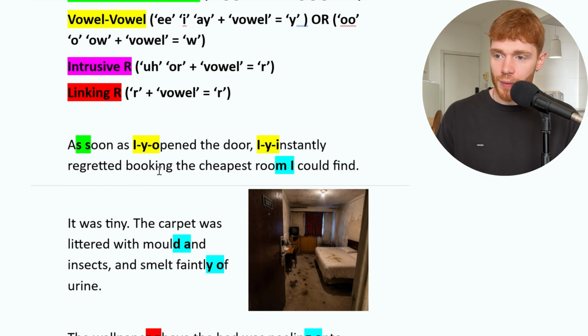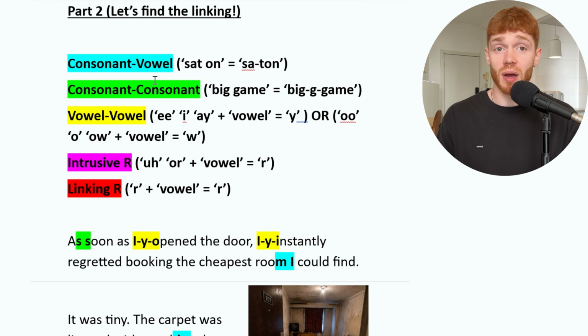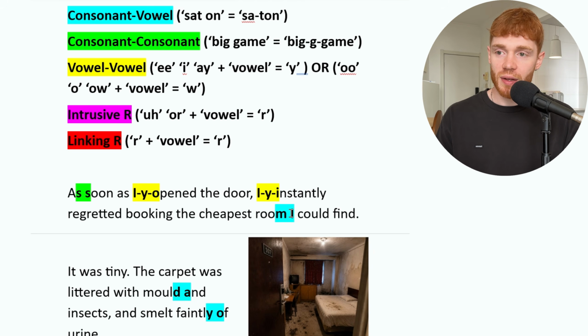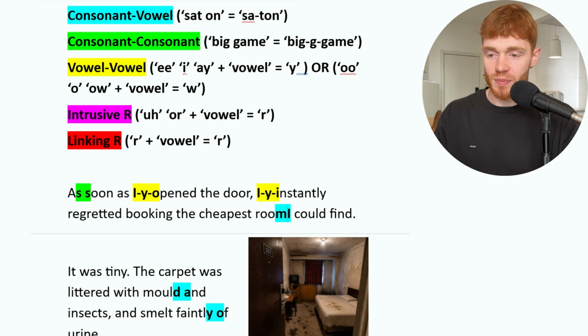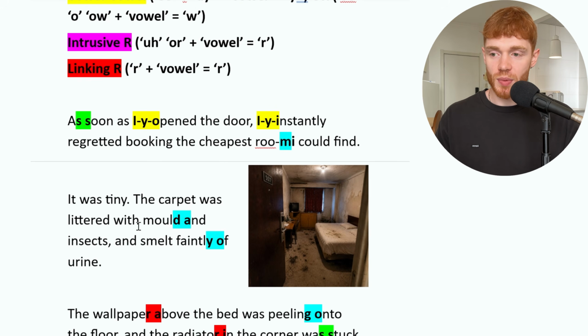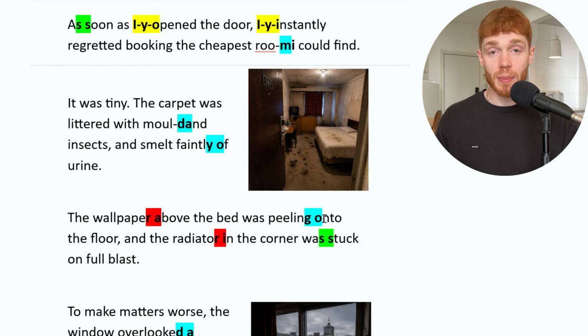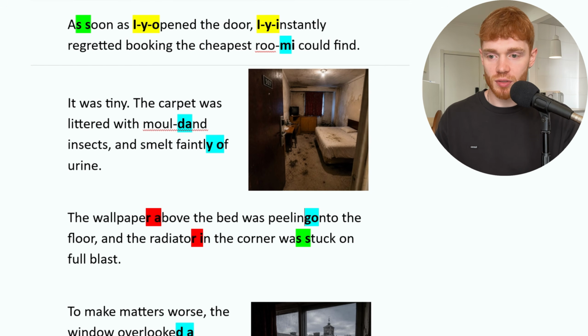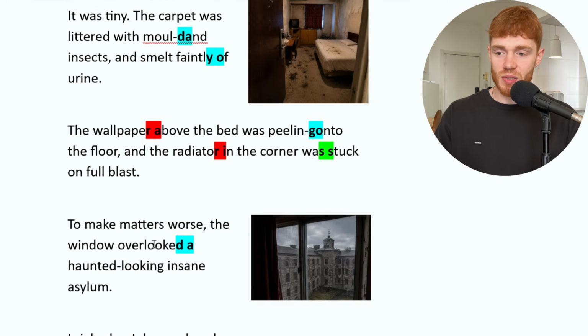Okay, so now we have this blue thing. Regretted booking the cheapest room I could find. This one is so easy and it's by far the most common. It's called consonant-vowel linking. Basically, when one word ends in a consonant sound and the next word starts with a vowel sound, we just merge them together. Room-I. Okay, so roo-my. So instead of room, I, room-I. Moldened. So it's not mold and, it's moldened, okay? Peeling onto. Okay, you probably do this one naturally, but you'll see this one everywhere.